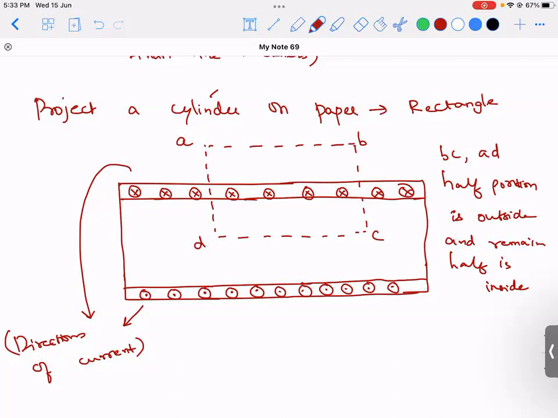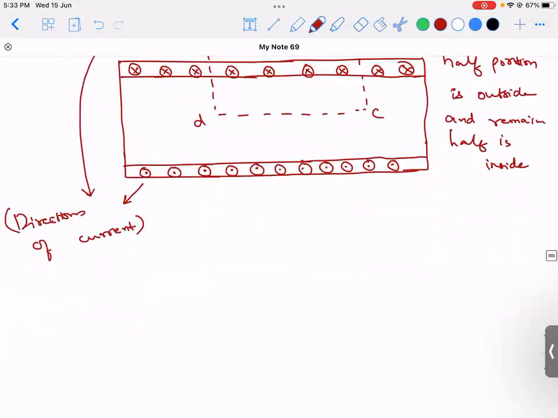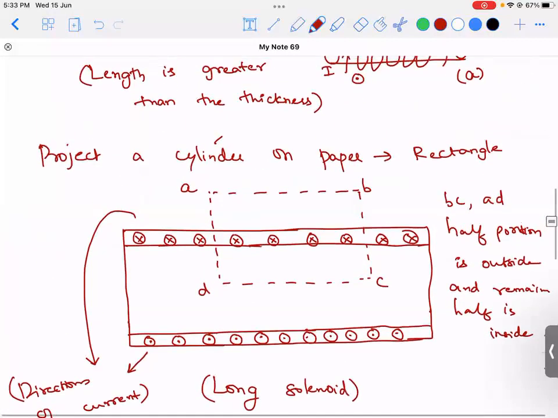Now listen to this very carefully. This is a very, very important point. Listen to this, everyone, concentrate. When I say a long solenoid, then the magnetic field that we are going to consider will be in which way?